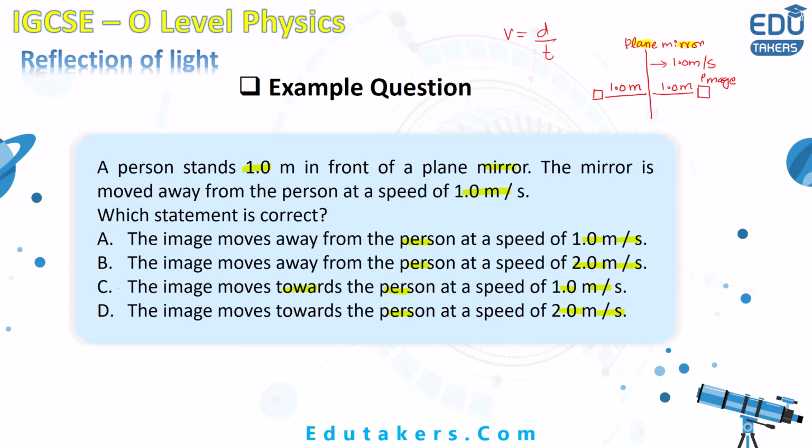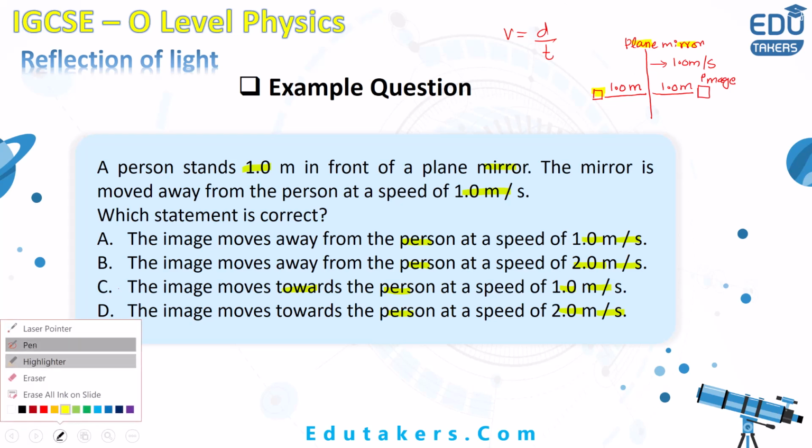When you have to calculate the speed, you just need to divide the distance by time. So what is given here? The plane mirror is moving at 1.0 meter per second away from the person. So basically the plane mirror is moving towards the right and it's moving away from the object. It means that the distance of the plane mirror from the object is increasing.